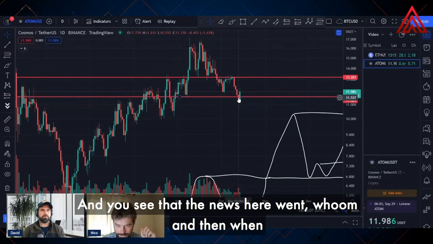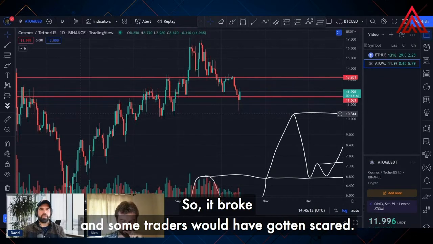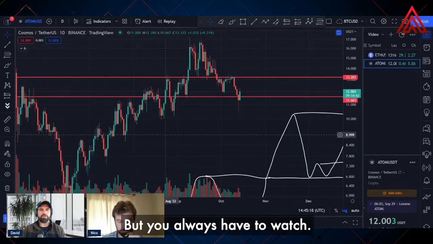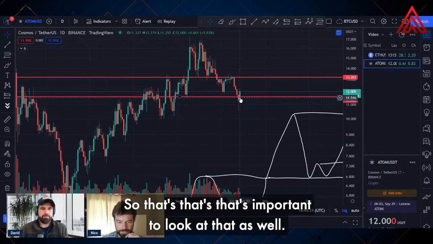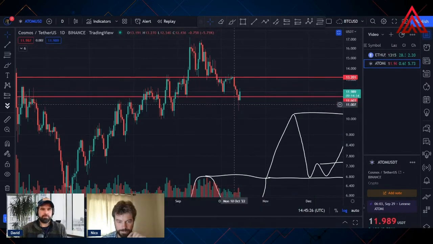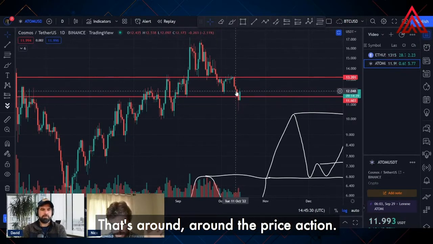And you see that the news here went boom and then went straight back above that. So it broke, and some traders would have gotten scared, but you always have to watch: does it stay below, does it confirm below that, or does it bounce back up fairly quickly? That's important to look at as well. That's another zone for me, around the price action.